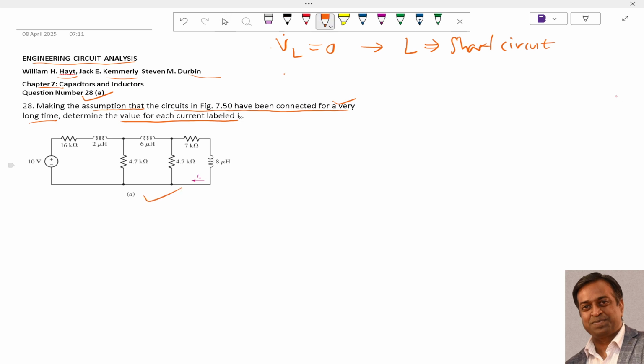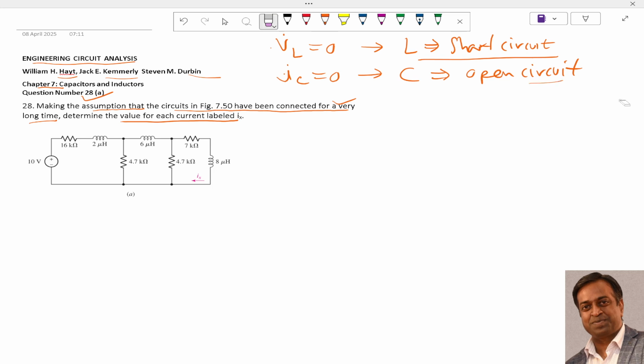We do not have a capacitor here, but if we had one, then the current through the capacitor would be zero, and it means that the capacitor will be replaced with an open circuit, right? So if the circuit is connected and in this state for a very long time, then the inductor can be replaced with a short circuit and the capacitor can be replaced with an open circuit.